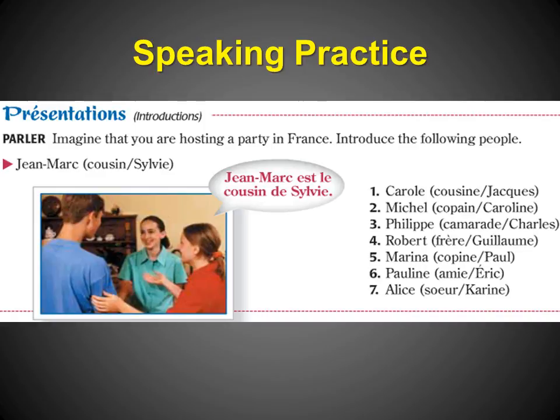Okay? So numéro 1, you have Carole, who's the cousin of Jacques. Michel, the friend of Caroline. So go ahead and write those out, 1 through 7, please. And you can pause the video here.